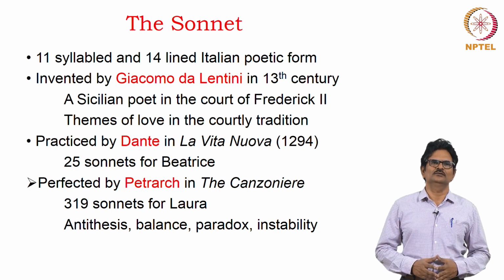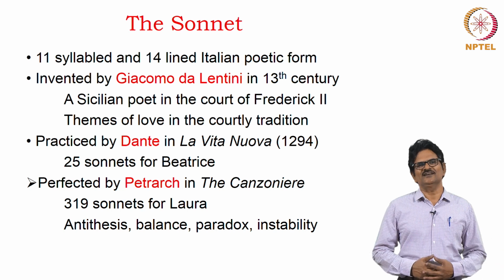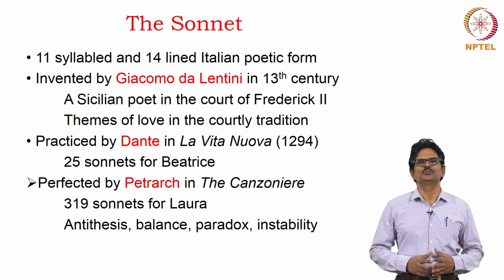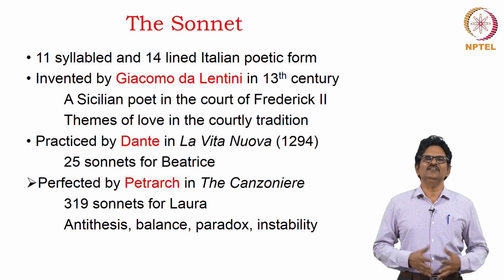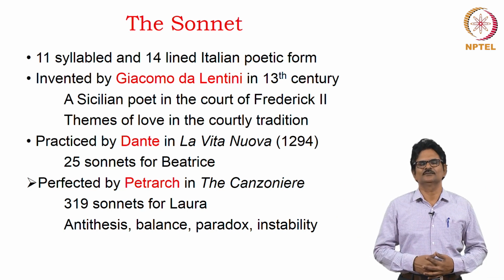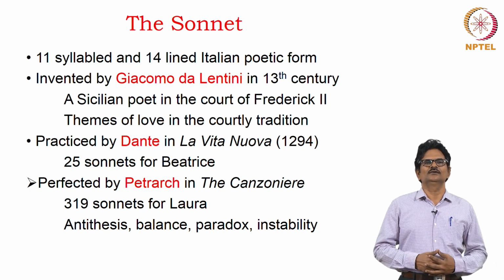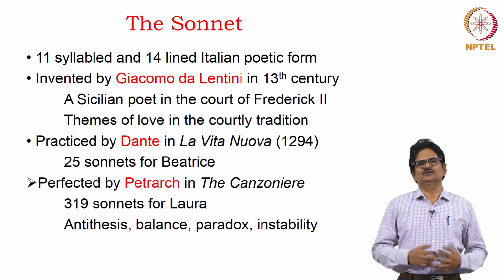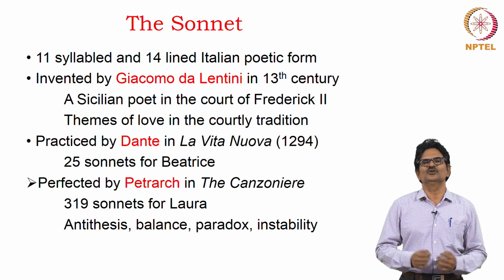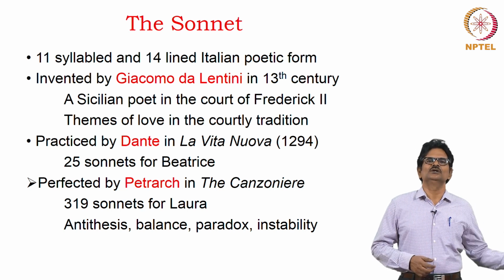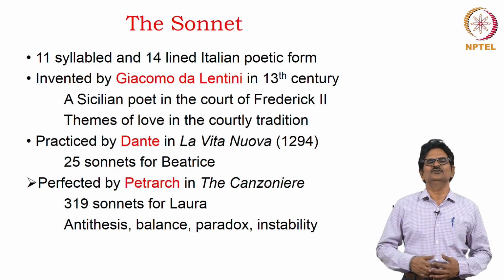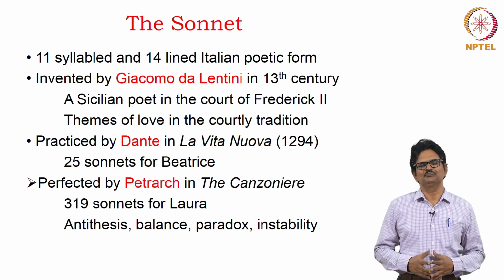That was the beginning. Later on, Dante practiced sonnet writing in his book La Vita Nuova. He published 25 sonnets for his idealized beloved Beatrice. Further, Petrarch perfected this Italian sonnet in his book The Canzoniere. He wrote a number of sonnets, numbering 319, for a lady called Laura.